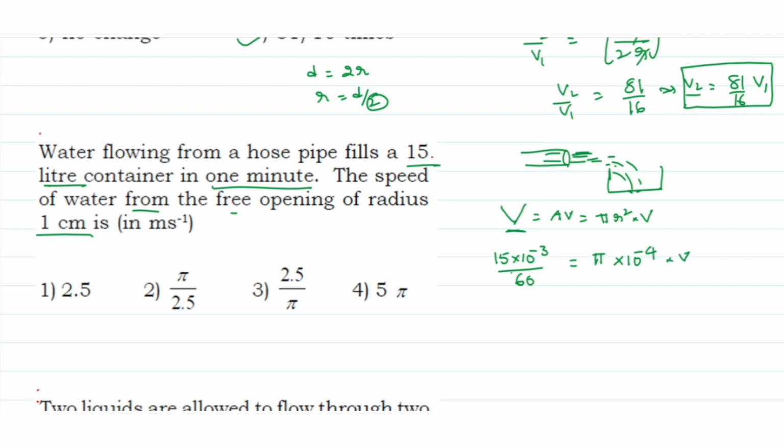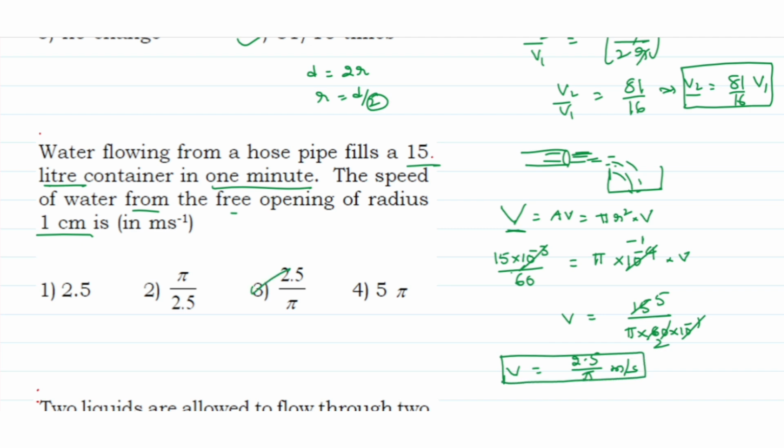So here you have to cancel this one. You write 10 power minus 3, and here 10 power minus 3 gets cancelled. Here it becomes 10 power minus 1. So the velocity will be 15 by pi into 60 into 10 power minus 1. Here 10 power minus 1 and plus 1 cancel. Here 3 fives are 15, 3 twos are 60, and 5 by 2 is 2.5. In the denominator pi will be there. So this is 2.5 meter per second, and this will be the correct answer.